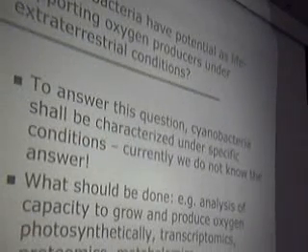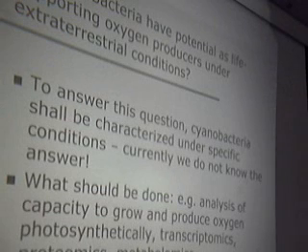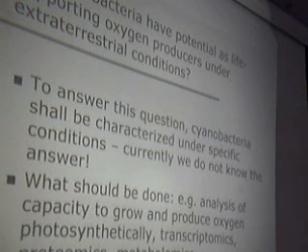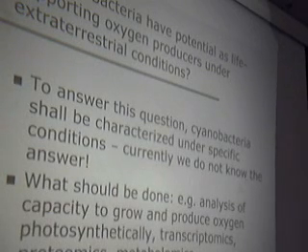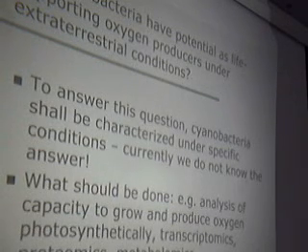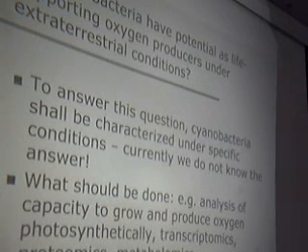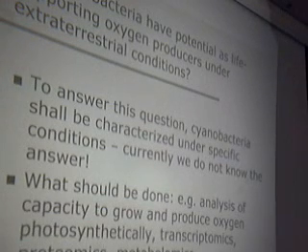So, then the short part of my talk, considering if cyanobacteria have potential as life-supporting oxygen producers under extraterrestrial conditions, when they can grow in so many different environmental conditions, and they produce oxygen efficiently, so can this maybe be utilized even in more environmental conditions. But to answer this question, cyanobacteria shall be characterized under specific conditions.